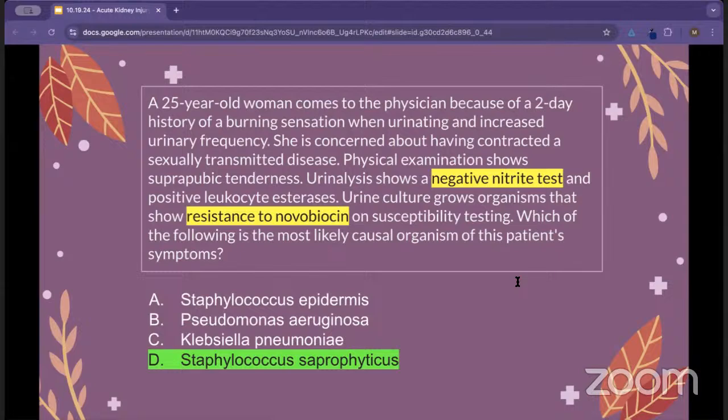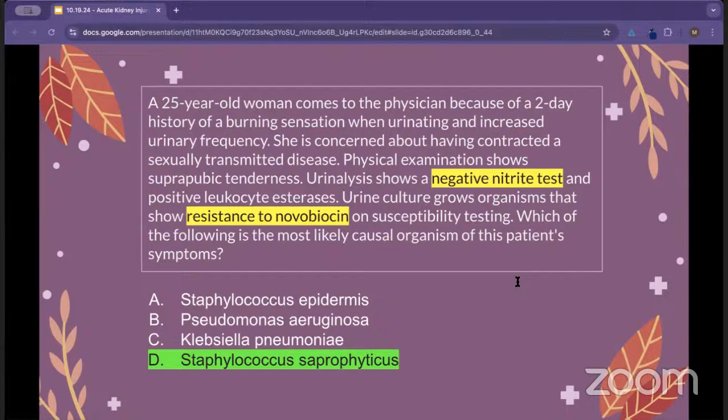C, it can be Klebsiella because that's also a gram-negative rod that can occasionally cause urinary tract infections, but this patient's urinalysis was negative for nitrite, and this one also does the conversion of nitrate to nitrite. And so D is correct because Staphylococcus saprophyticus is a gram-positive, coagulase negative coccus that's resistant to novobiocin, and it's consistent with the organism found in the patient's urine culture because that resistance is used to differentiate it from other coagulase negative staphylococci. And it's also the second most common cause of urinary tract infections after E. coli in young sexually active women as well.